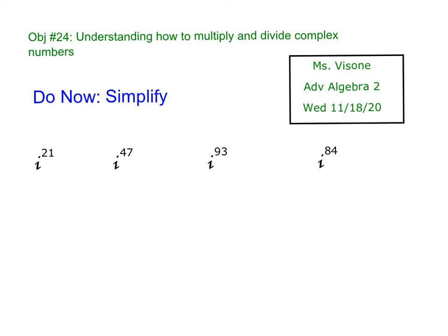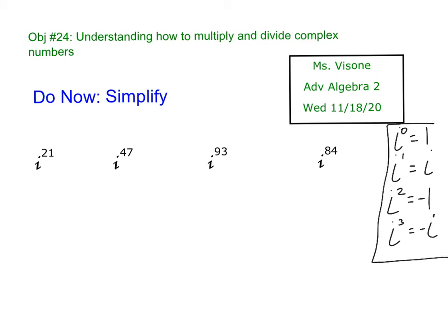So always keep in mind i to the 0 is 1, right? Anything to the 0 power. i to the first is i, anything to the first. i squared is -1 and i to the third is -i. i to the fourth just brings you back to i to the 0. So remember, we divide by 4 and find our remainder.